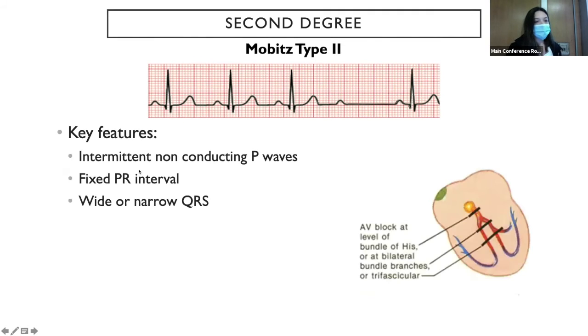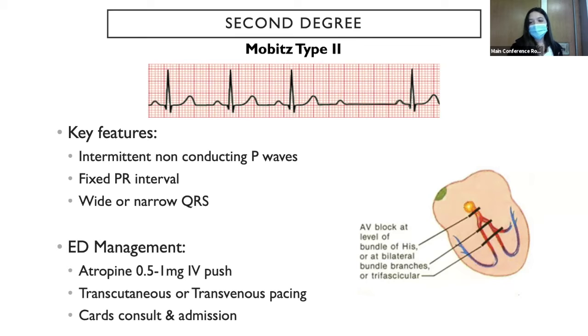So key features, you can have intermittent non-conducting P waves with a fixed PR interval. You can actually have a wide or a narrow QRS complex. In this case, this is a narrow QRS complex, and that means the level of block is happening above the bundle of His, usually in the AV node. The reason it's still narrow is because when the block is at the level of the AV node, the electrical conduction is still following normal conduction pathways. If your block is below the bundle of His, depolarization of the ventricle takes longer because it's not following the normal conduction pathways.